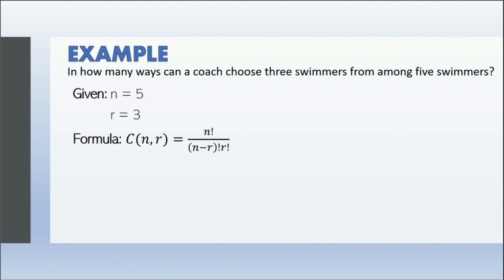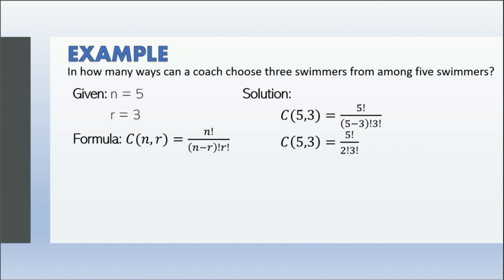Again, we will use this formula, and substituting the values of n and r to the formula, we have 5 factorial over the quantity 5 minus 3 factorial multiplied to 3 factorial. 5 minus 3 is equal to 2. 5 factorial means 5 times 4 times 3 times 2 times 1, while 2 factorial means 2 times 1, and 3 factorial is 3 times 2 times 1.